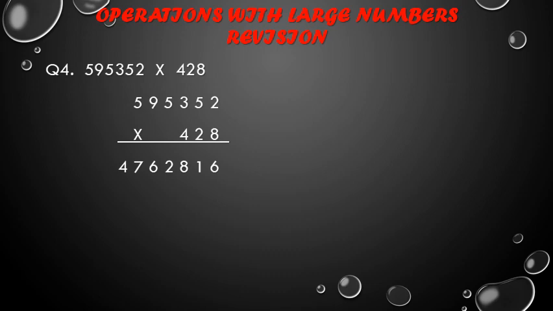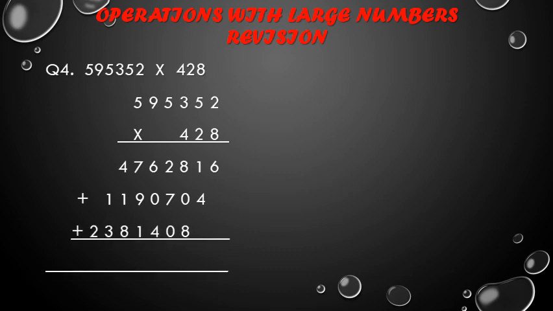Now, in the next step, we will multiply 595352 by 2 and we begin the multiplication from the tens place. So, what do we get? We get 1190704. Now, in the third step, we multiply 595352 by 4 and we begin the multiplication from the 100 place. So, when we multiply 595352 by 4, we get 2381408. Now, we are going to add these products and we get the answer 254810656 and this is the final product.